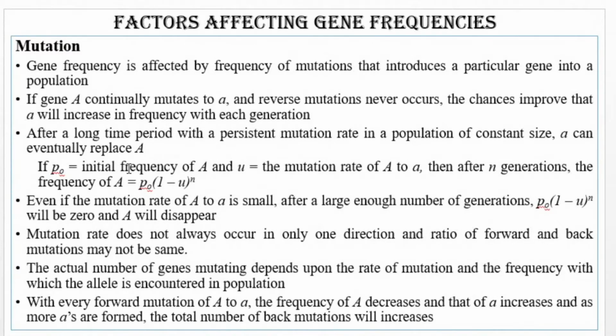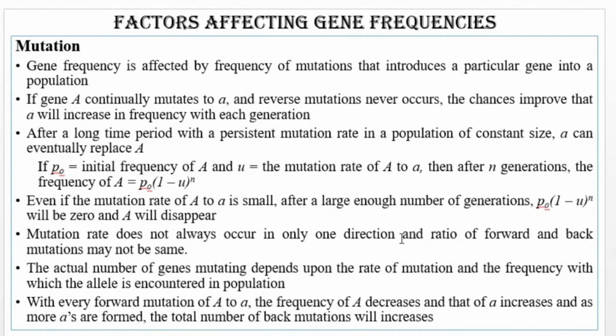This value becomes 0 after n generations, and 0 comes from 1 minus 1. That means 1 minus 1 is 0, 0 to the power n is 0, and 0 into p0 is 0. So A becomes 0. What does this mean? All the dominant A has converted to the recessive a. At that time the value becomes 0. When all dominant A convert to the recessive a, the value becomes 0, so after n generations the A will have disappeared, as n becomes infinity. But the mutation rate does not always occur in only one direction. The ratio of forward and backward mutation may not be the same.